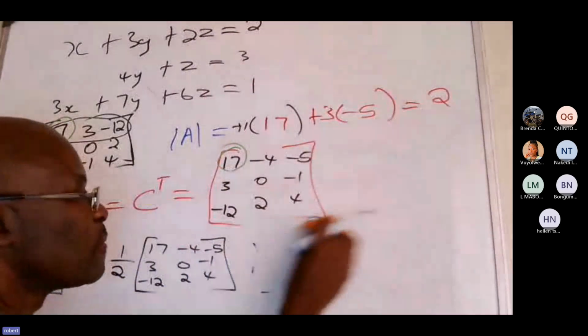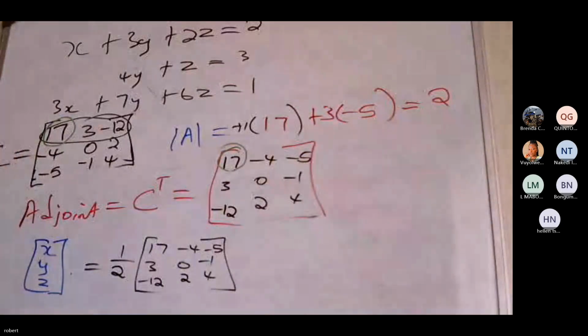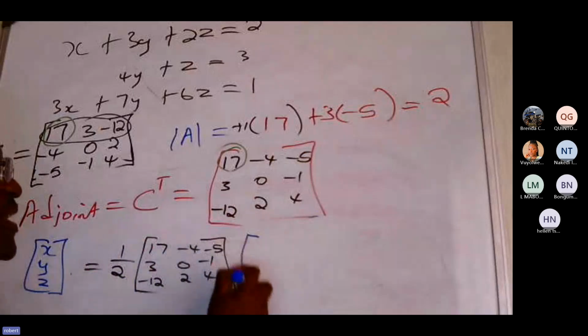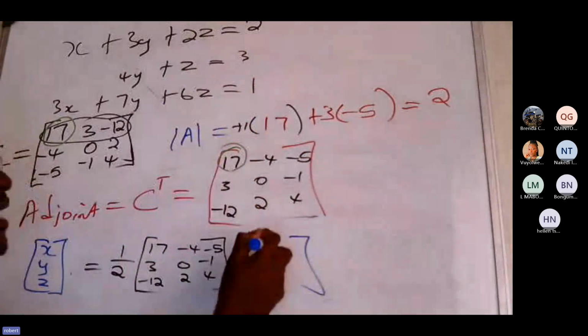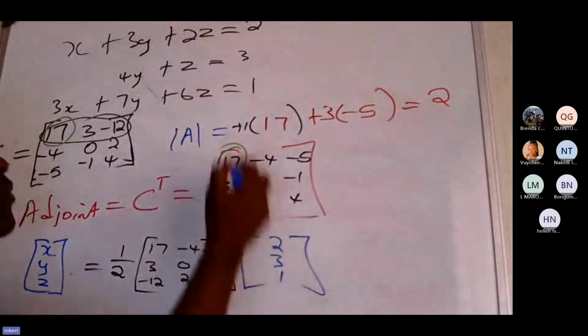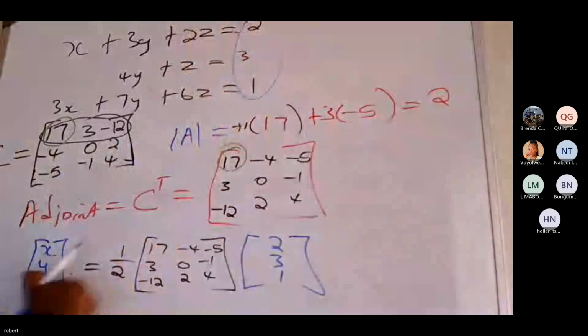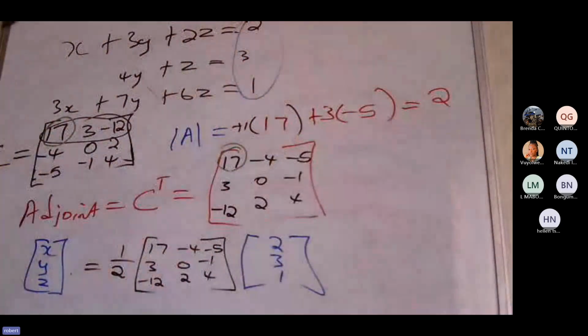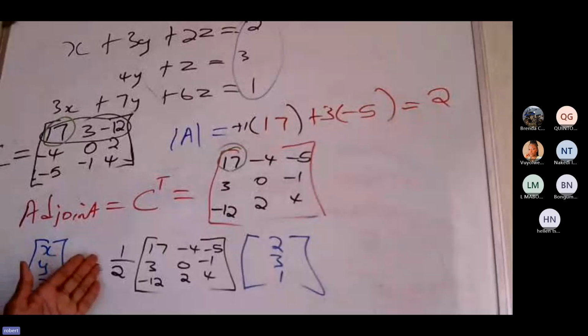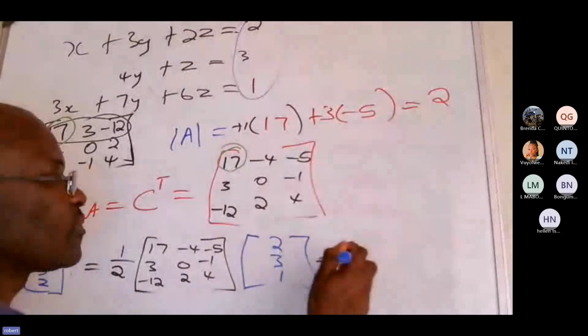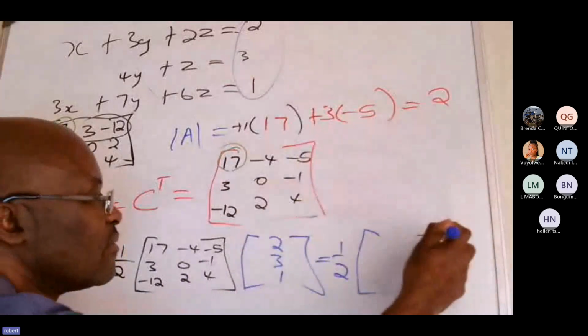And what is B? It is the column formed from the constants. So what is B now? B in our case is 2, 3, 1. B is this. Now from there you multiply this, you multiply this, then you get the answer. You can just simply keep the half outside for a while. Simply say half.